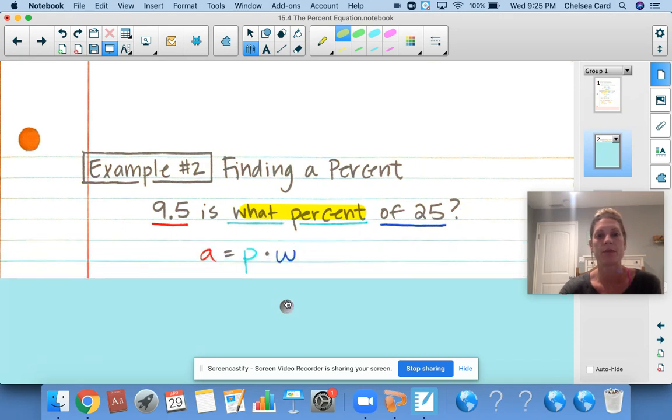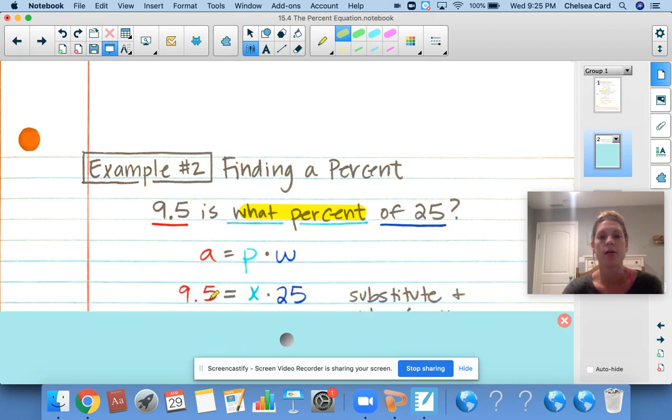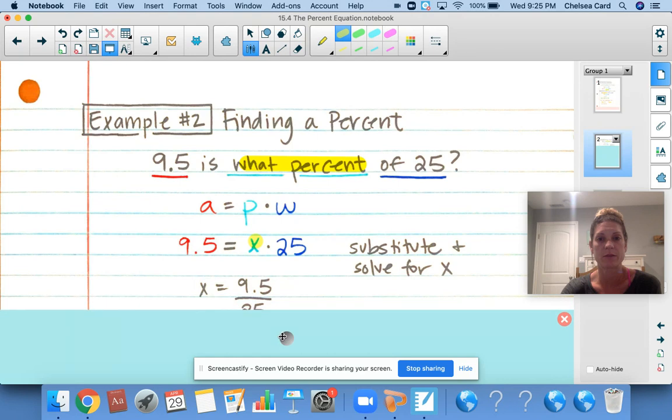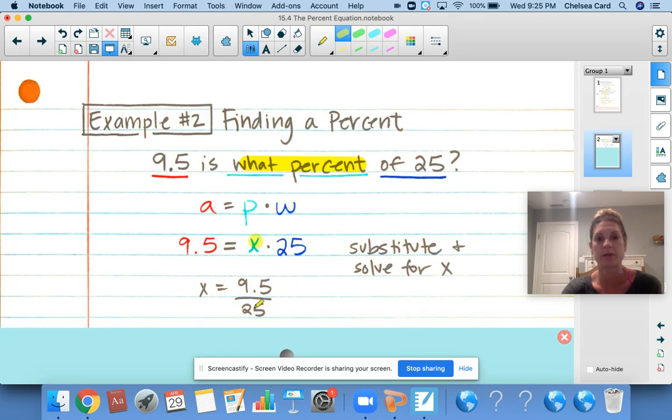We can take 9.5 and plug it in for our part. Our percent is going to stay as our X, and our whole is going to be 25, because your test is out of 25 points. So 9.5 equals X, because that's what we're looking for, times 25. So we're substituting our given values there, and now we're going to solve for X. Because this is multiplication, we need to do the inverse operation and divide both sides by 25.